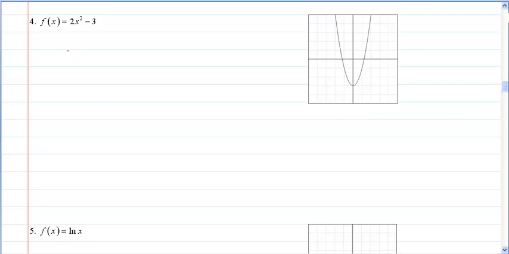For number 4, we have f of x equals 2x squared minus 3. Now this domain is all real numbers. You always want to look for the domain because sometimes you're given a function and it may tell you to only use x's that are greater than or equal to 0. If that were the case, we would just be focusing on the right side of the parabola. But on this one, we just have the full equation 2x squared minus 3.